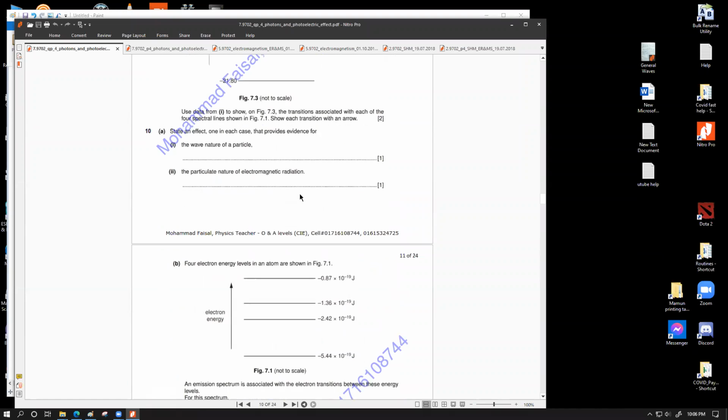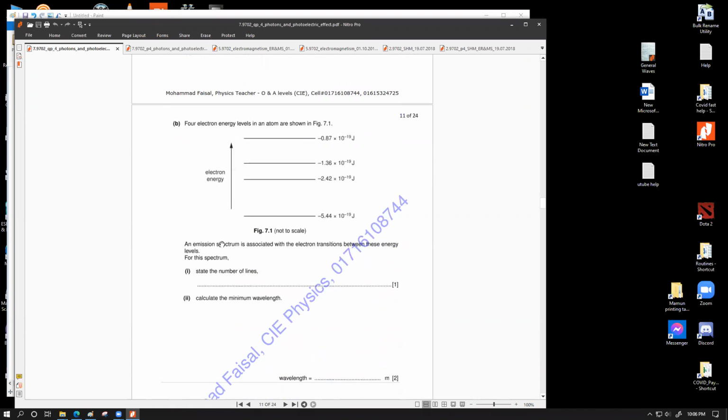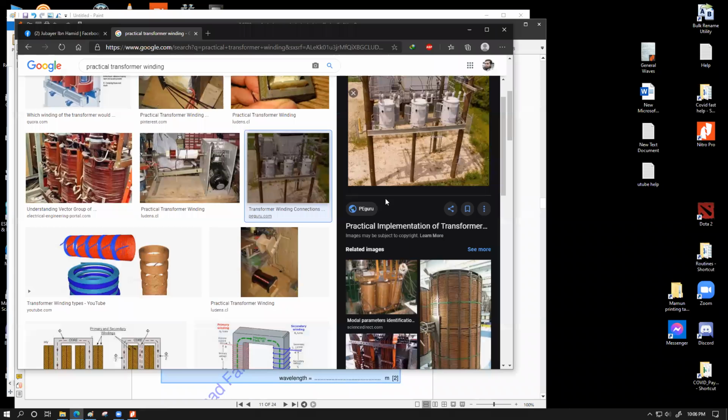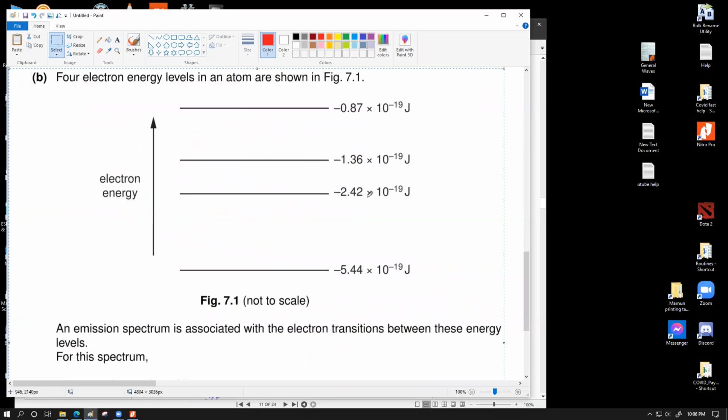Question 10 is about the particle nature of light, and the information for each individual energy level is given. An emission spectrum is associated with the electron transition between these energy levels. For the spectrum, state the number of lines. Well, how many possible emissions can we get out of this picture? It's pretty simple. It didn't ask you to draw the things, but just to convince you of how many lines we can get out of this picture, I'm going to draw these things.